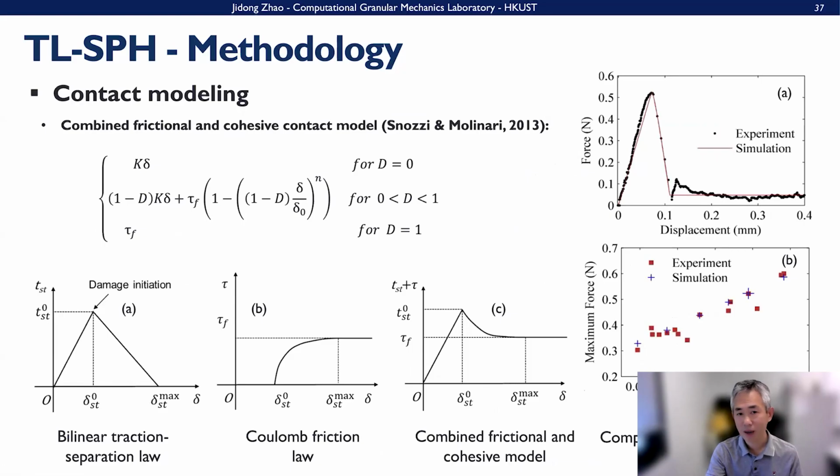We consider a combined frictional and cohesive contact model, which uses a bilinear traction separation law. Here we use a bilinear one rather than the previous exponential softening behaviors. Then we consider a Coulomb friction law like this one, and these form the combined friction and cohesive model we mentioned here.